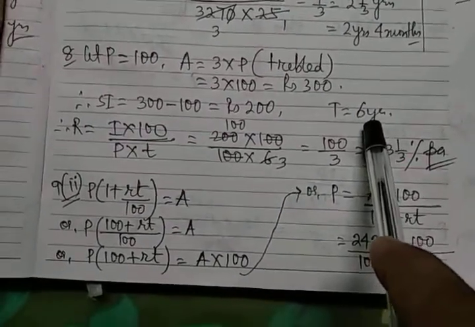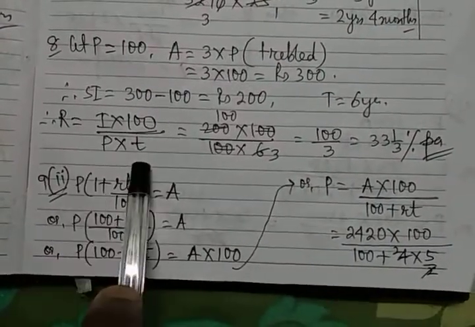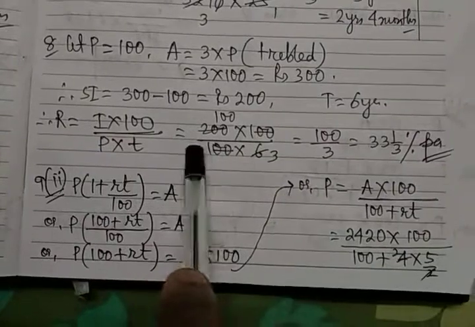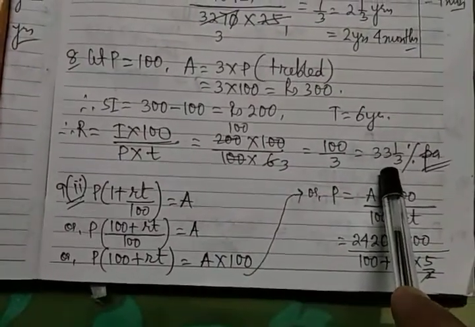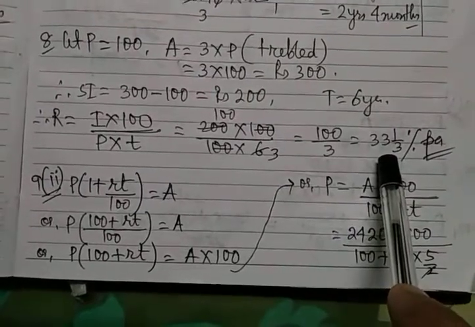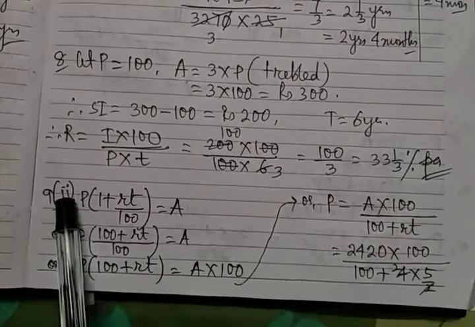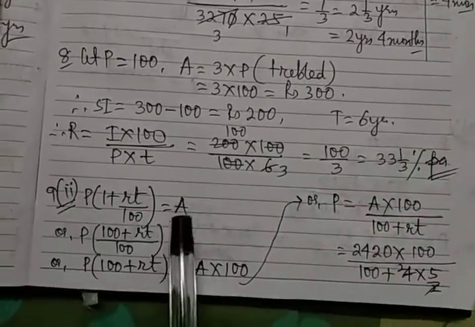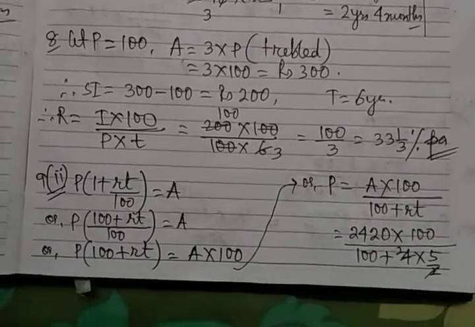You have to find out the rate of interest at which the money is growing. So R will be interest into 100 by P into T. Put the values. You get a simple value of 33 1 by 3% per annum. Now you see in number 9, they have given you the amount and they are asking you the principal. So you have to find out the principal when the amount is given.